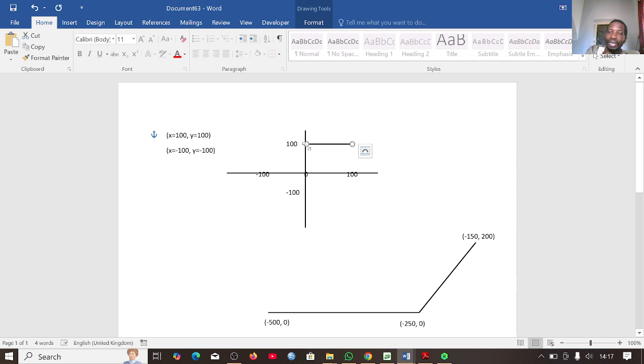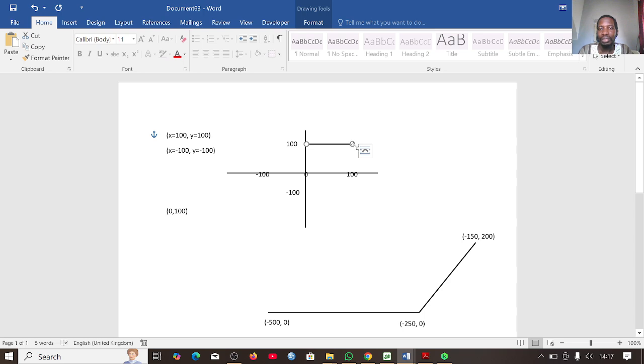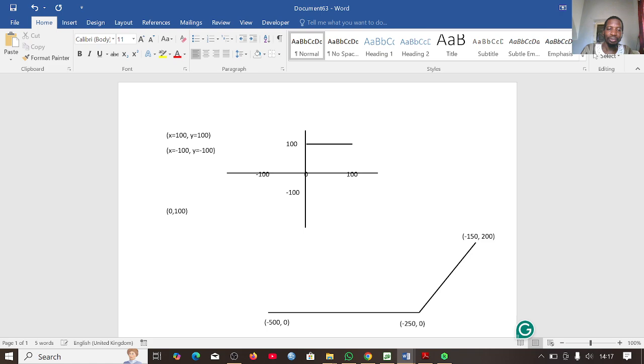So here, the y is what? It is 100, but the x is what? 0. So for the first one, the origin, it will have an x of 0, then a y of 100. Under this, which is the end of it, it has a y of 100 and an x of what? 100. So this one is going to be 100 and 100. So you remember to start with the x first before the y.